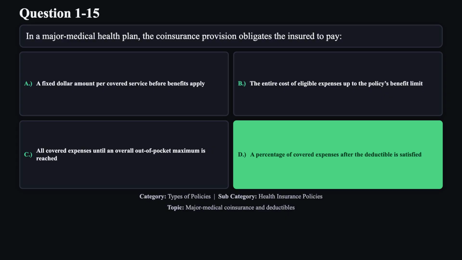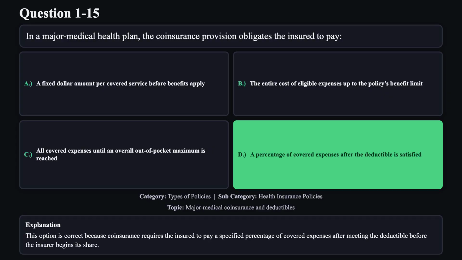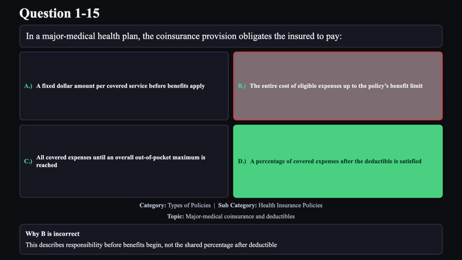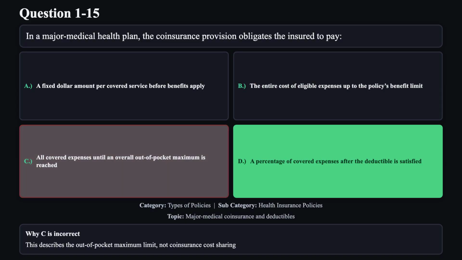The correct answer is D. This option is correct because coinsurance requires the insured to pay a specified percentage of covered expenses after meeting the deductible before the insurer begins its share. Reason A is not correct. This describes a copayment rather than a percentage-based cost share under coinsurance. Reason B is not correct. This describes responsibility before benefits begin, not the shared percentage after deductible. Reason C is not correct. This describes the out-of-pocket maximum limit, not coinsurance cost sharing.